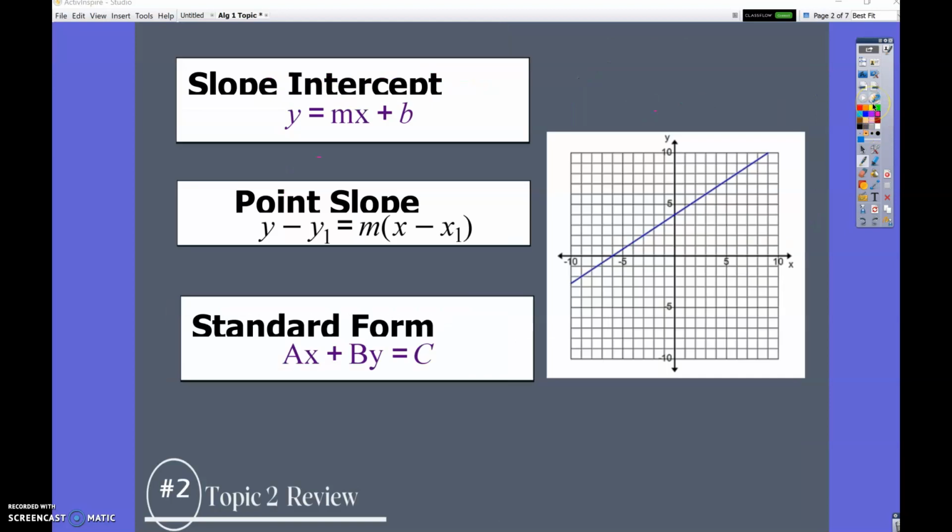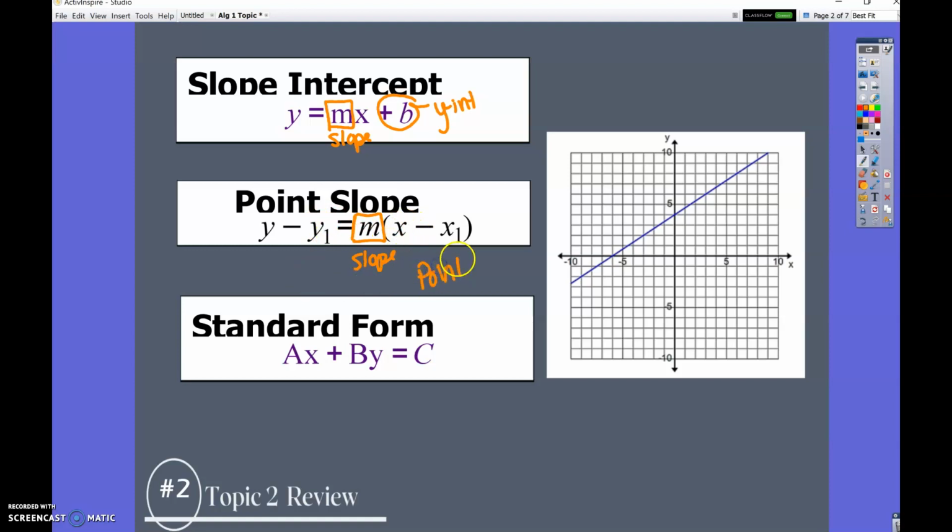For problem number 2, they give you a picture of a graph and you are asked to create an equation. Now you can pick whichever equation form you prefer. Recall, slope-intercept is helpful if you know the y-intercept and you know the slope, or you can count the slope. Point slope is helpful if you know or can count the slope and you have a point.